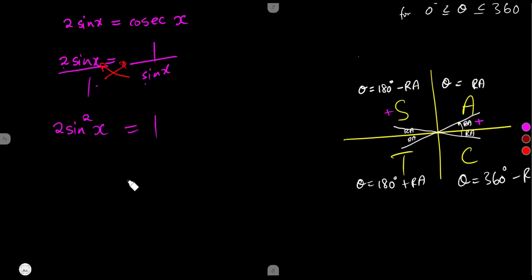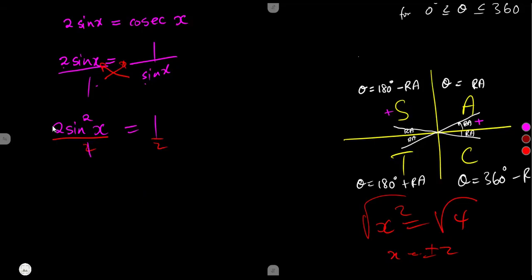But remember, back to our algebra, if we are given x squared is equal to 4, we can find the square root on both sides, so x will be equal to plus or minus 2. It's the same thing. There's a square there, and sine is a single term, so let's make that the subject. Simply divide by 2. So it means sine squared of x is equal to 1 over 2.